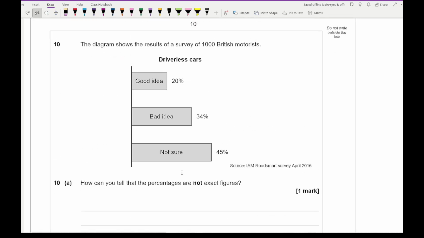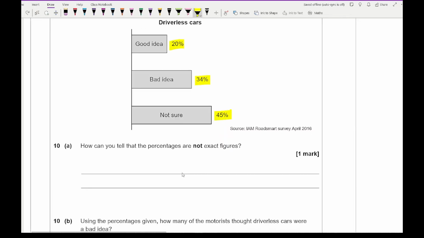Moving on to question 10, it says the diagram shows the results of a survey of 1,000 British motorists, and it says how can you tell that the percentages are not the exact figures? Well, one thing that you should spot is if we add up the percentages, the total adds up to 99%. So there's a 1% missing somewhere.